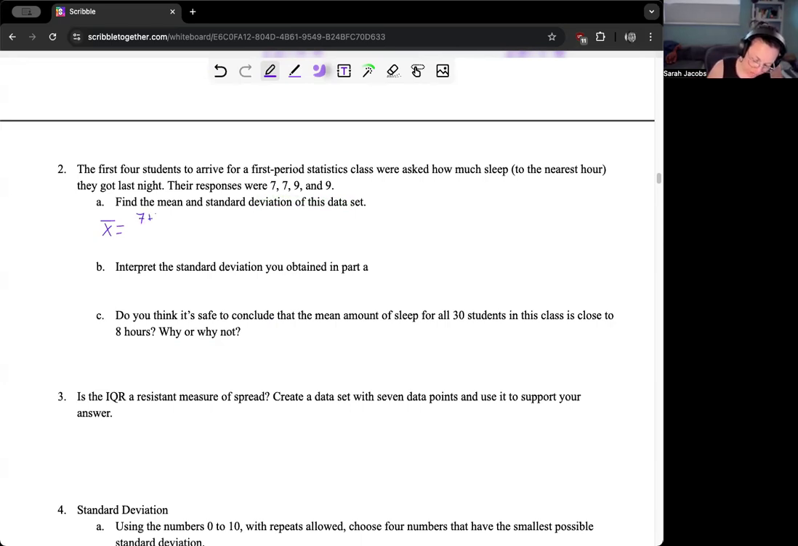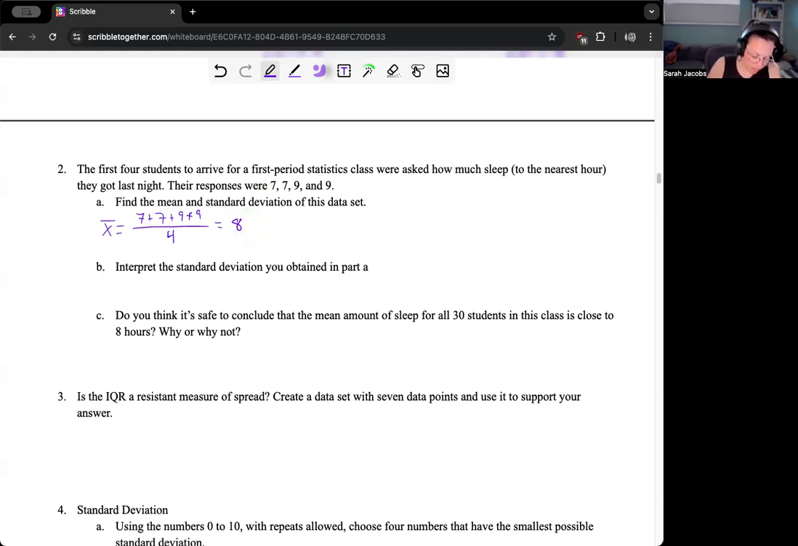We're going to say 7 plus 7 plus 9 plus 9, and that is going to be divided by 4 because there's 4 students. So we have 32 divided by 4, which is 8. The standard deviation, we're not going to do this by hand. That seems silly. You could subtract this minus that and square it and do that with each one and then divide it up. No, thank you. So I'm going to instead put it in my lists.